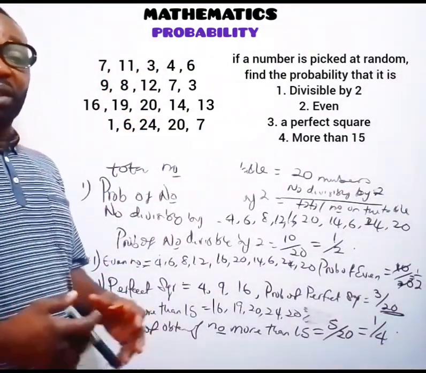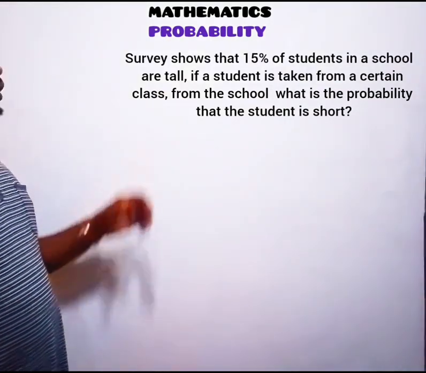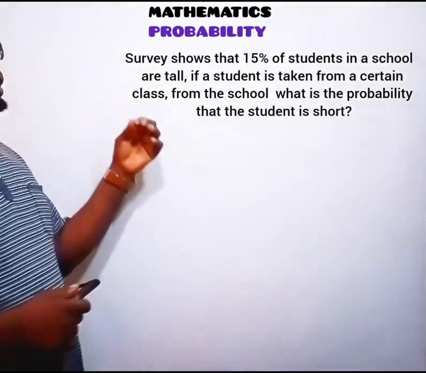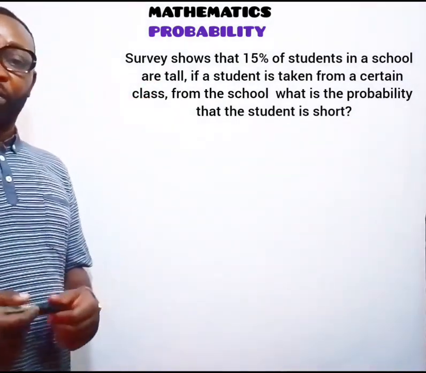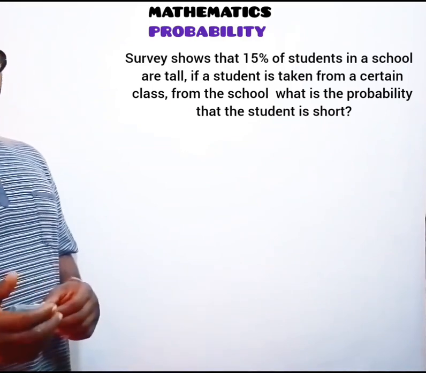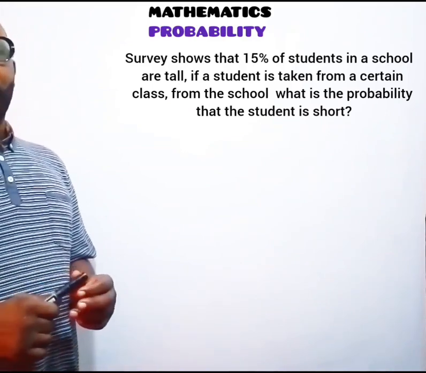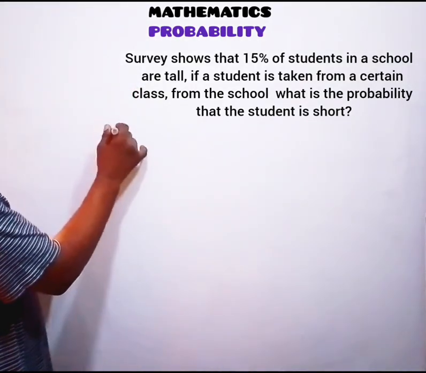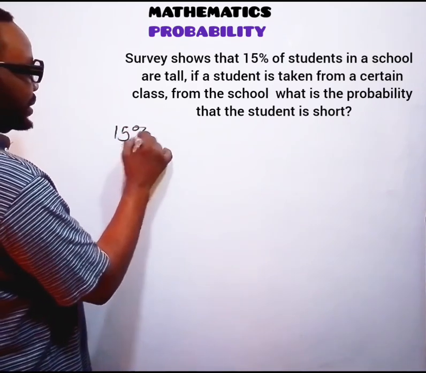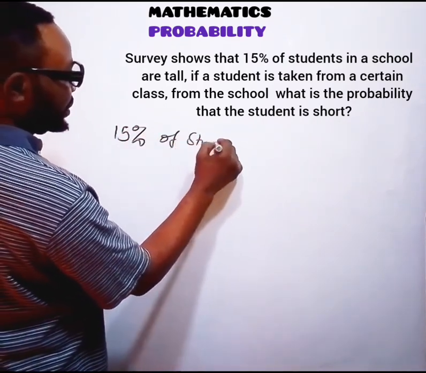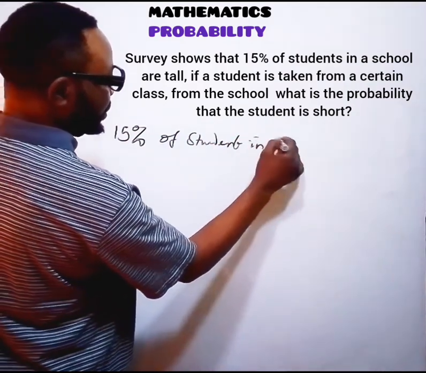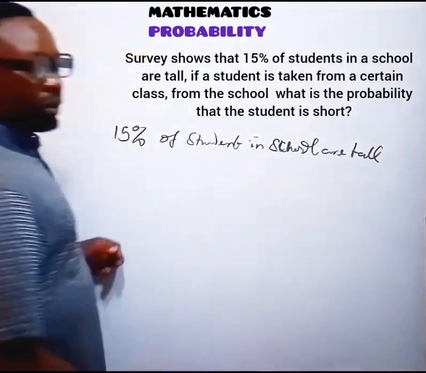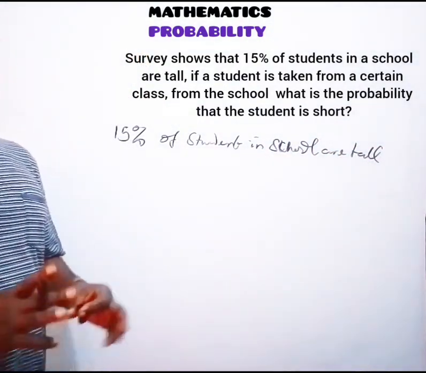More questions. As the survey shows, 15% of the students in a school are tall. Then the question goes further to say, if a student is chosen from a class in the school, what is the probability that the student is short? Now, let's go to the answer proper. 15% of students in the school are tall. We are not given the number of students in that school.